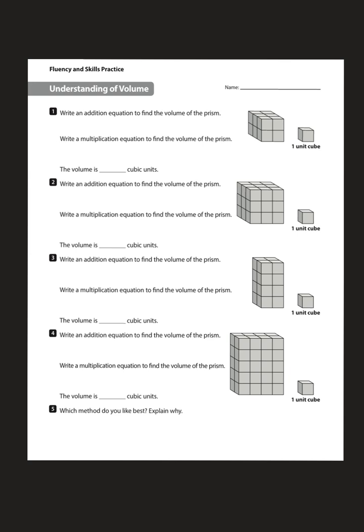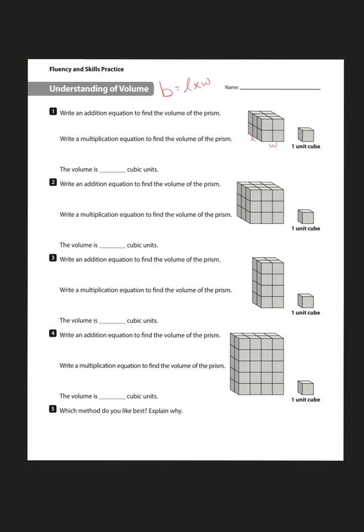Let's look at number 1. It says, write an addition equation to find the volume of the prism. Now, our very first step is to find the base, which is going to be length times width. So base equals length times width. Okay, and we know what the length and width are. The length is here, the width is here.